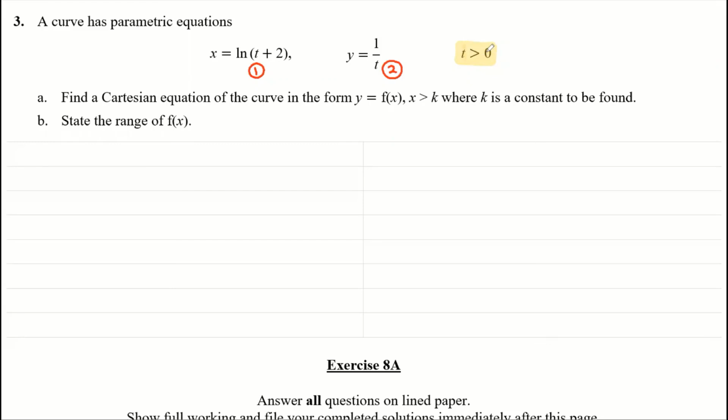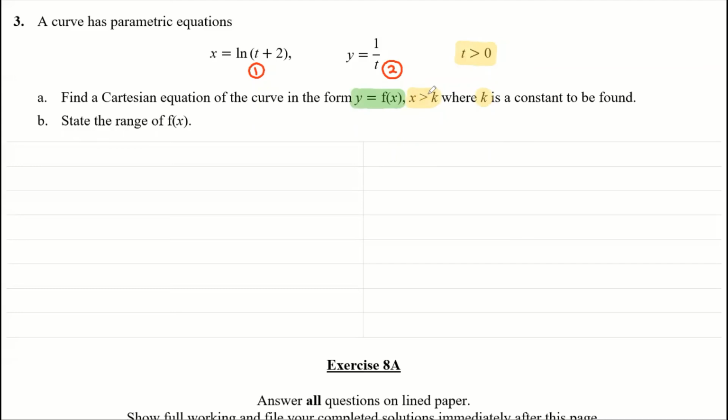So our first job is to find a Cartesian equation of the curve in the form y equals f of x. So we don't have the luxury of just writing it however we like. We have to make y the subject, and we also have to find some constant k, which would also specify what our domain is. Okay, k is a constant to be found, and this is going to be the domain. Well, let's have a look at that first of all.